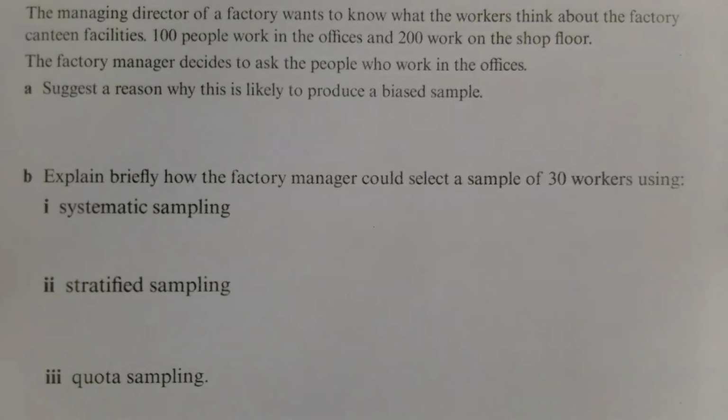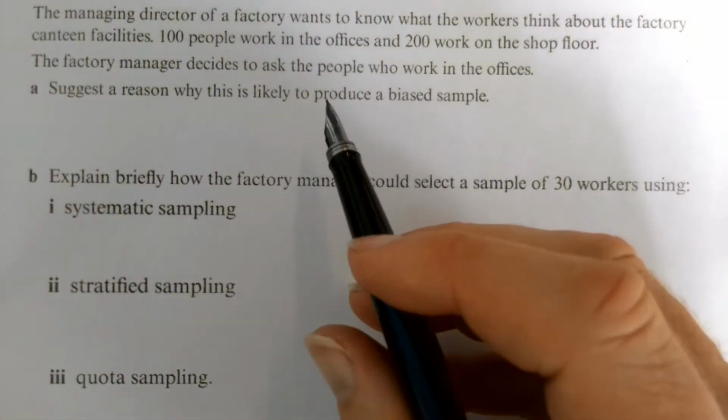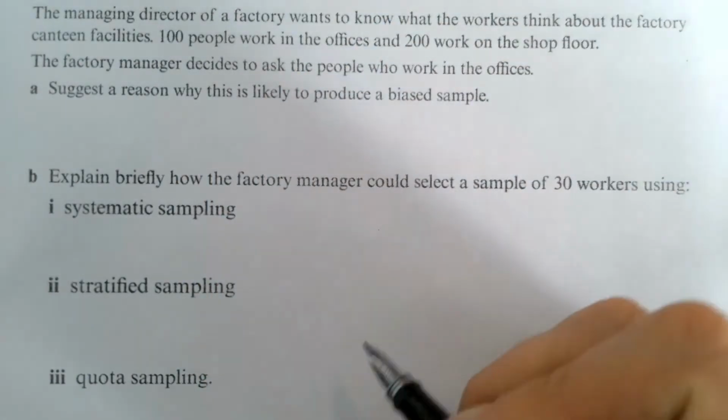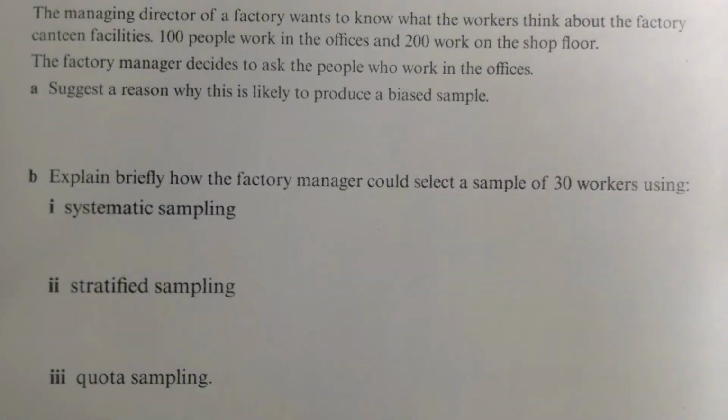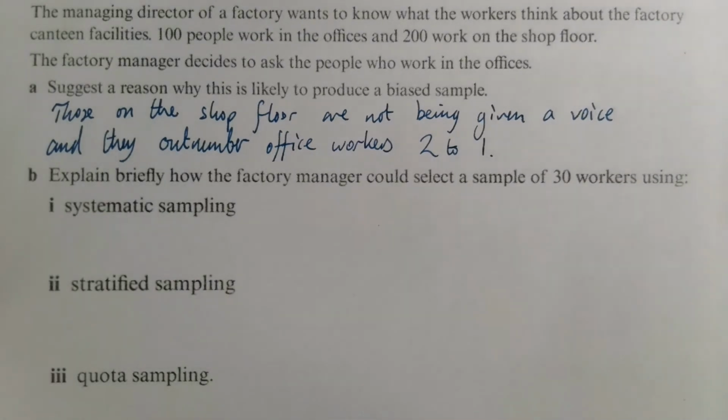Okay, here's another question for you to pause and have a go at before comparing to my answers. Right, so why is it likely, if you just ask people, that it's going to produce a biased sample? Because those on the shop floor won't be represented at all. And I've also said that they outnumber the office workers 2 to 1, so it's definitely going to be biased, isn't it?